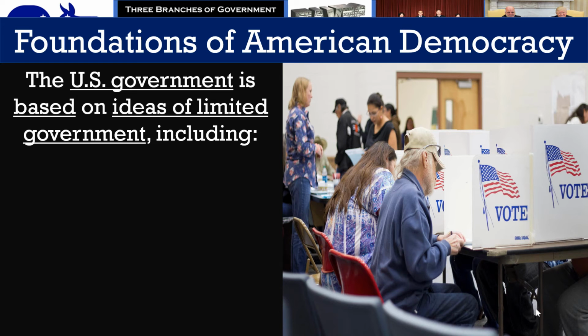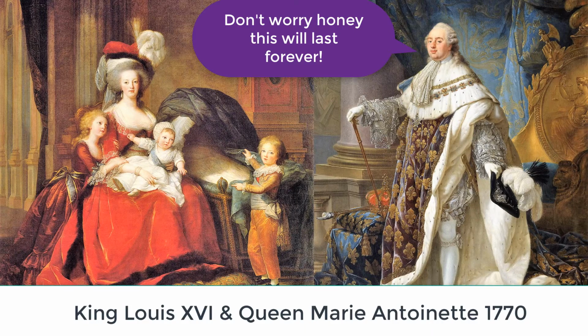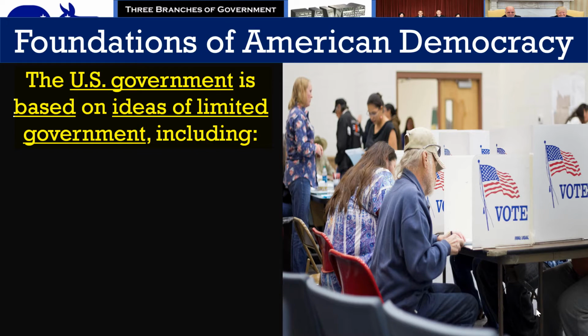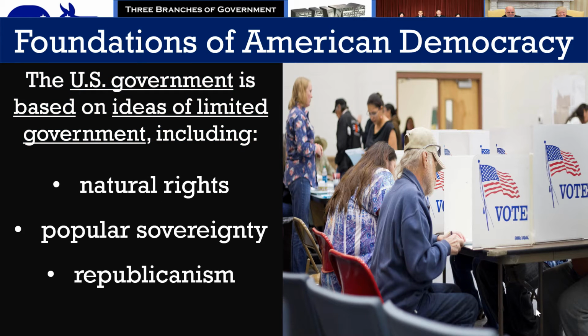So let's start by defining those democratic ideals, all of which fall under the category of limited government, which is pretty much what it sounds like, the concept that governments should not be all-powerful, such as some of the absolutist governments that still existed in Europe at this time. Beneath this umbrella of limited government are the concepts of natural rights, popular sovereignty, republicanism, and the social contract.